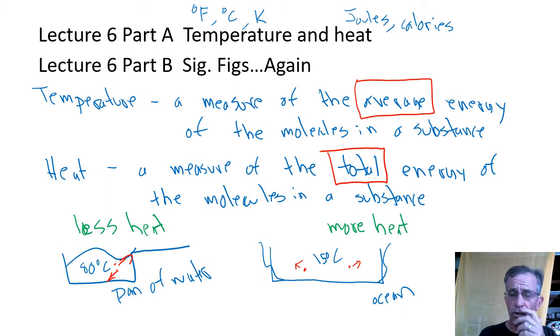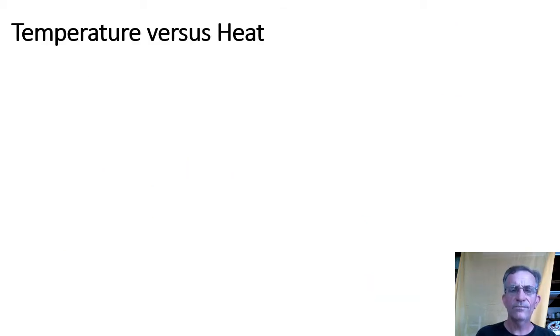Now, what we're going to move on to next is the idea that these two things are related. So let me flip over to another slide where we'll talk about how they're related. So how are they related? Well, they do affect each other, right? If you want to warm something up, if you want it to have a higher temperature, the way you do it is by adding heat to it.